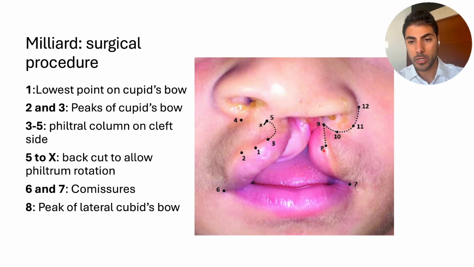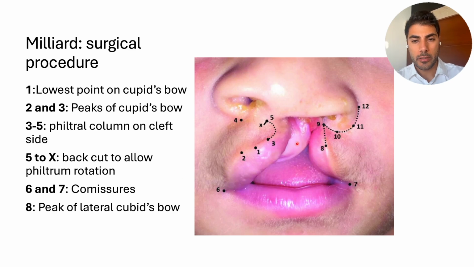As for the lateral marking, what we want is also an equal length for the philtral column, because 9 and 8 will join with basically X and 3 in order to have an equal line, and 8 and 3 will both join to form the Cupid's bow peak on the lateral aspect, so the non-cleft Cupid's bow peak.